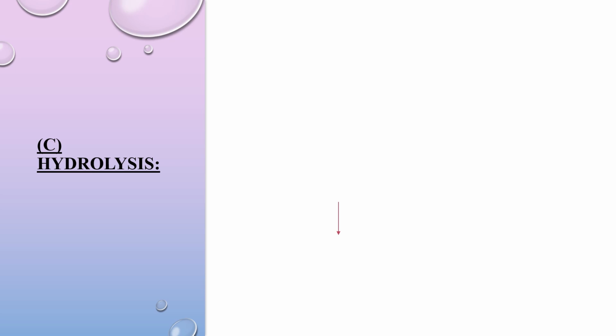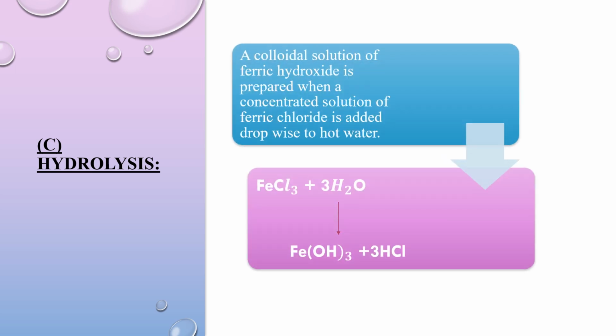Next chemical method is hydrolysis. A colloidal solution of ferric hydroxide is prepared when concentrated solution of ferric chloride is added dropwise to hot water. If we have ferric chloride and we add hot water to this ferric chloride solution, then we will get the colloidal solution of ferric hydroxide, Fe(OH)3. And this ferric hydroxide will be a lyophobic sol, or a lyophobic colloid of ferric hydroxide.